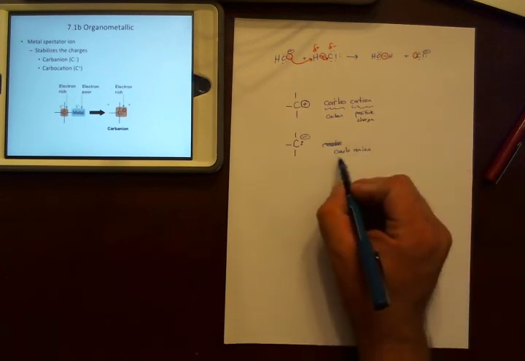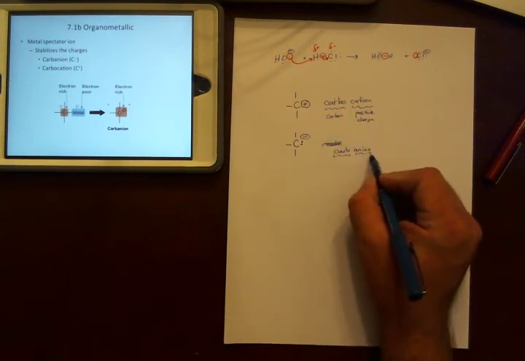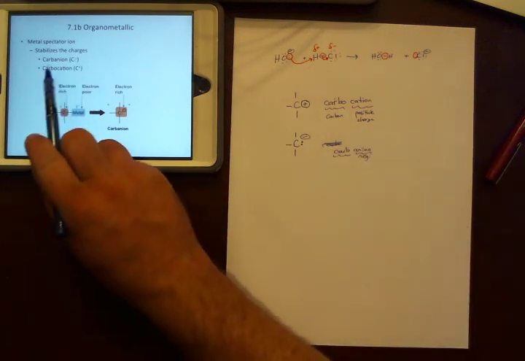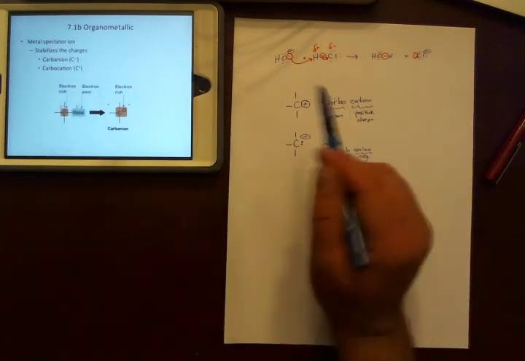It's usually called a carbanion. This is actually all one word, by the way. Again, for carbon, negative. So it's a carbon with a negative charge. Carbanion has a negative charge. Carbocation has a positive charge.